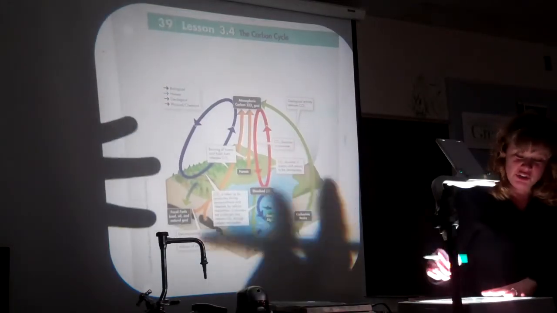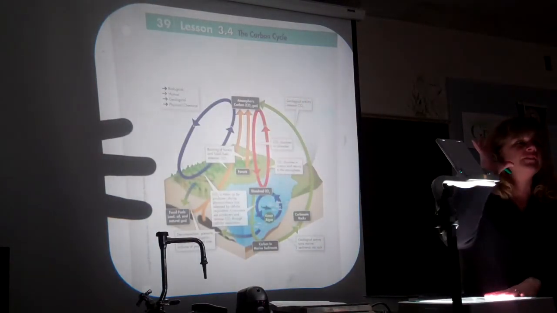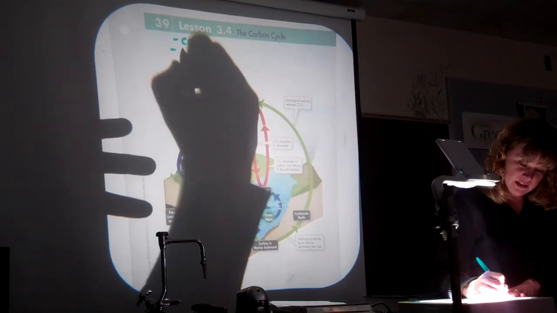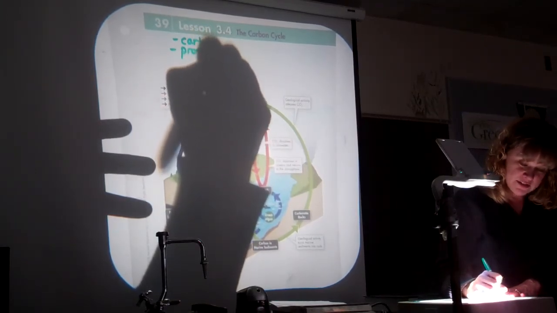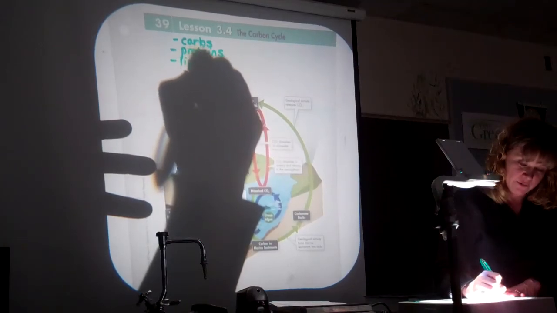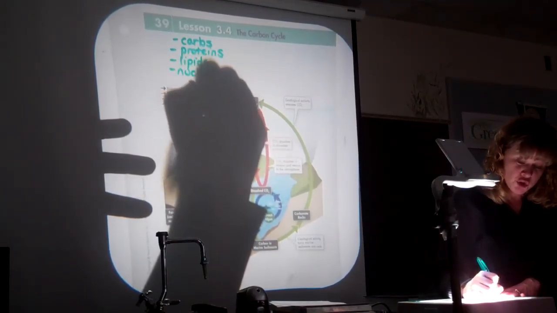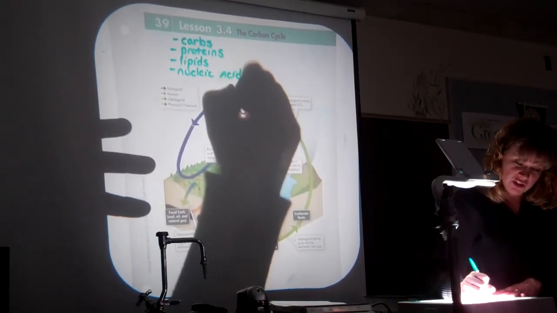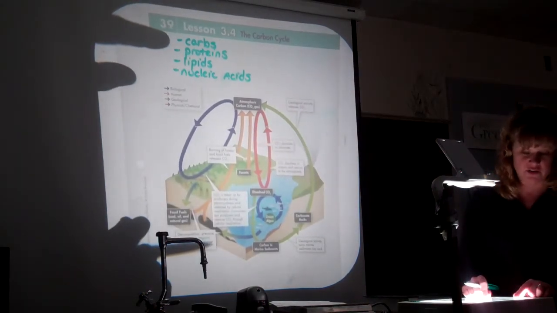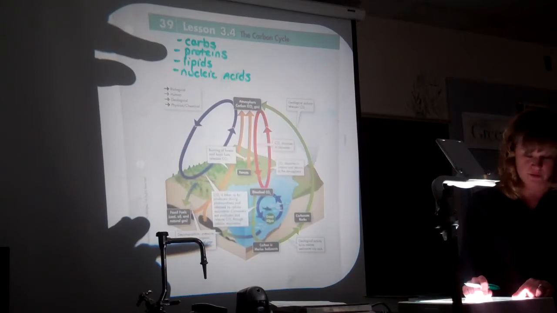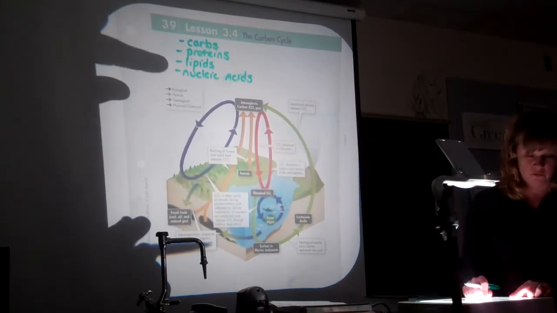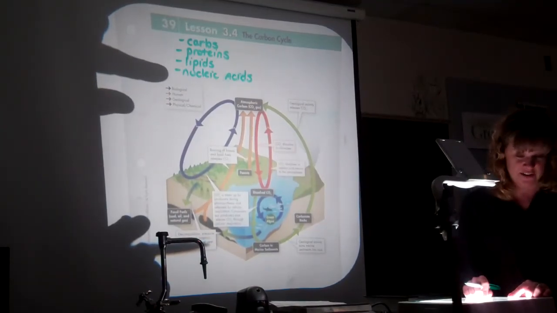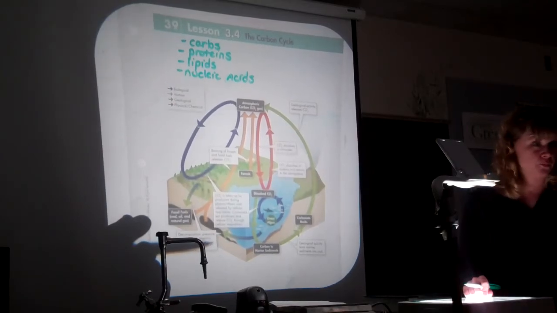Let me remind you why you even care about carbon. Way back in the beginning of the year, we talked about these 4 types of macromolecules found in living organisms. You should know what each of these are. You've got your carbohydrates, primary energy source. Your proteins. Remember, we're big bags of proteins. Your lipids, which is a fancy word for fat. And your nucleic acids, a fancy word for your DNA or RNA. These major macromolecules pretty much make us up.